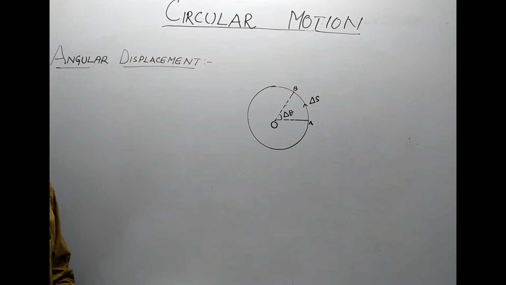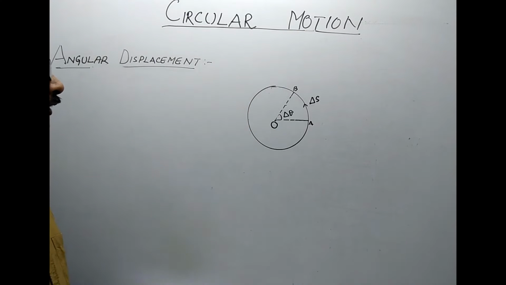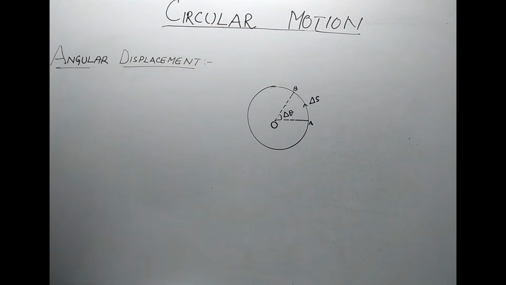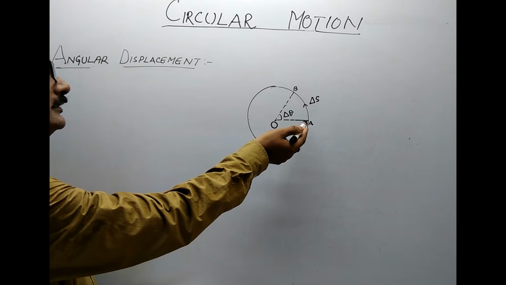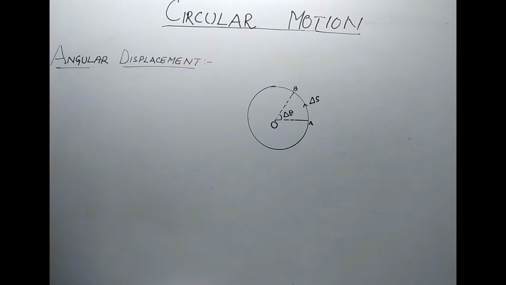In this video, we are going to discuss circular motion. Consider an object is moving in a circular path. An observer is observing this motion from point O. Let in time delta t, object has described angle delta theta, that is, it has reached from point A to point B. This angle delta theta is called as angular displacement.